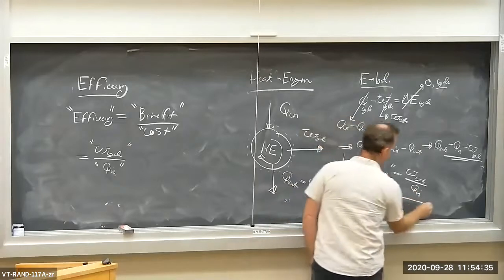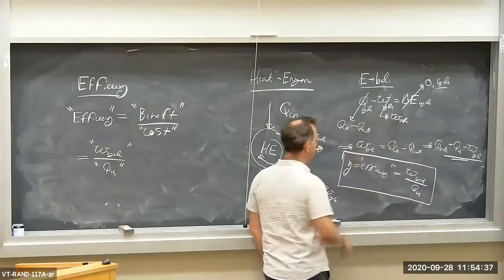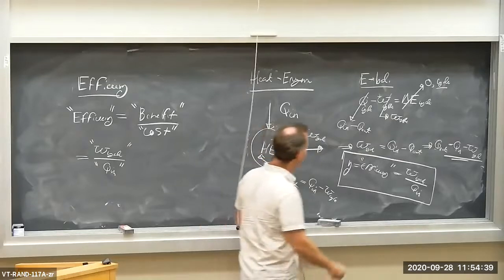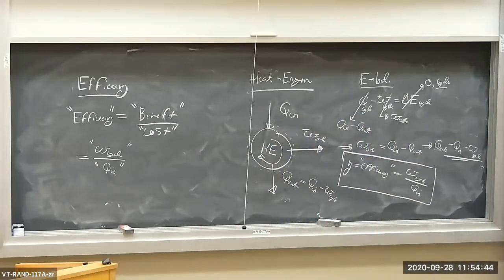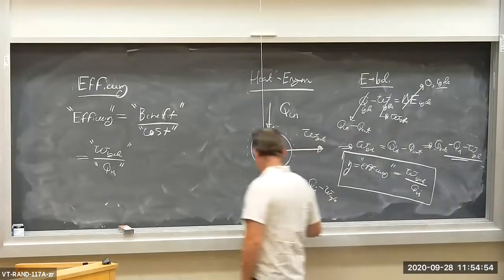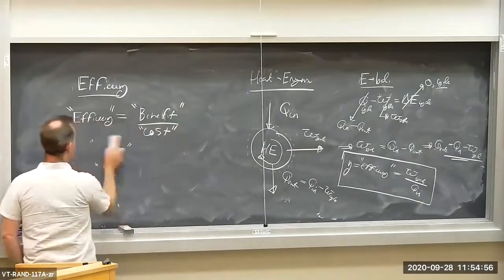Put a box around this. This is for a heat engine, and this is how we define the efficiency. Efficiency for a cyclic device heat engine, okay? W cycle over Q in, benefit over cost, okay? So that's efficiency for a heat engine.